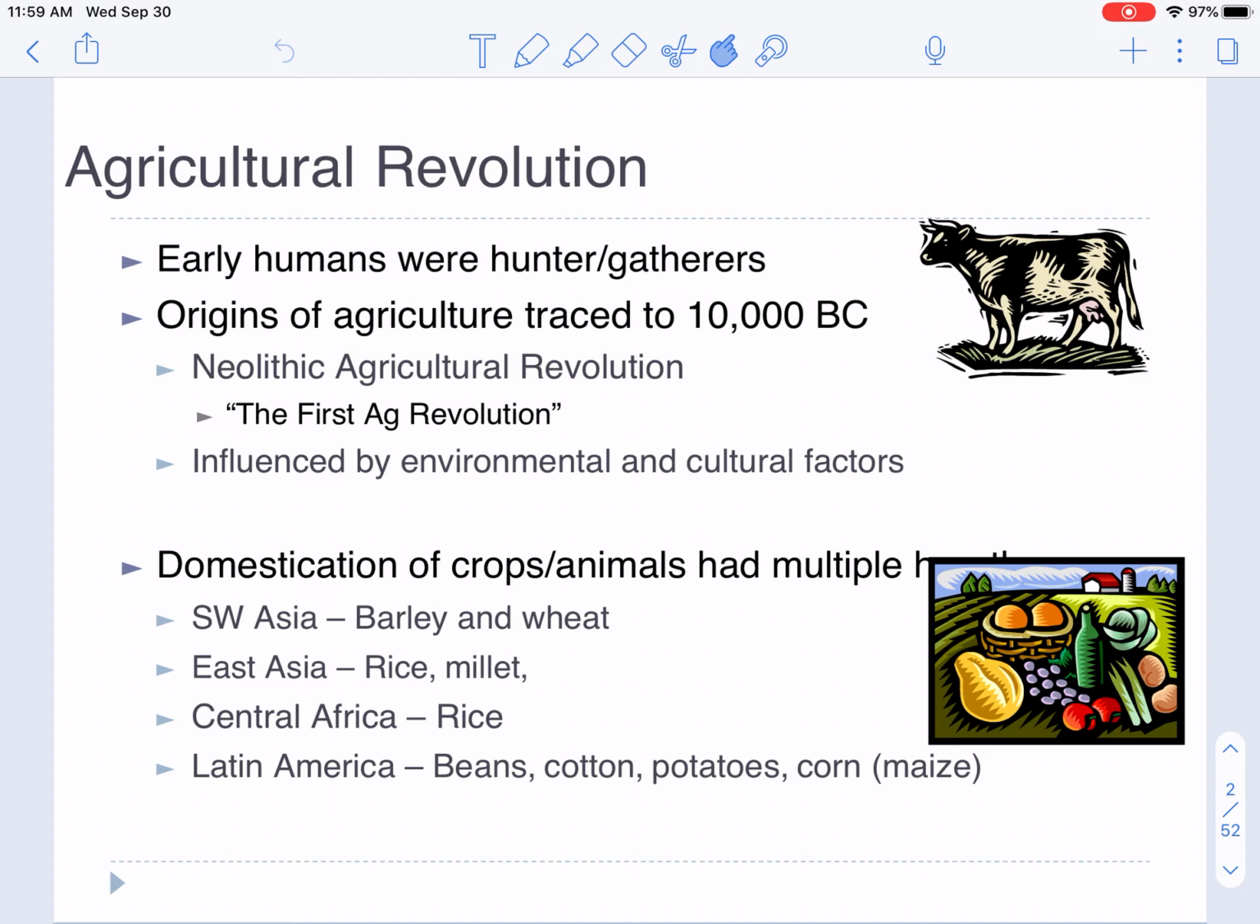In Southwest Asia, barley and wheat became a staple crop. In East Asia, rice and millet, and in Central Africa, rice. And over in Latin America, you have beans, cotton, potatoes, and corn, which at that time was called maize.